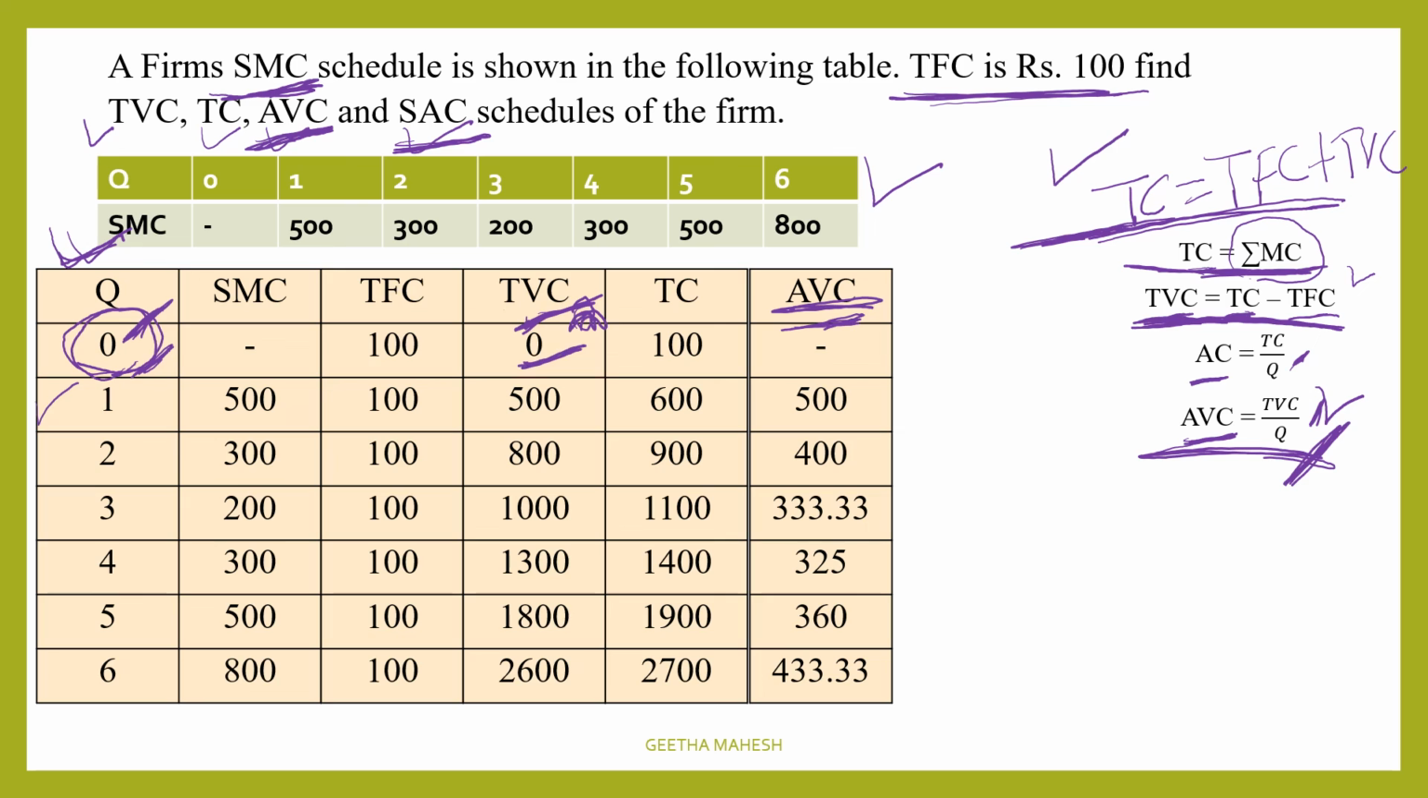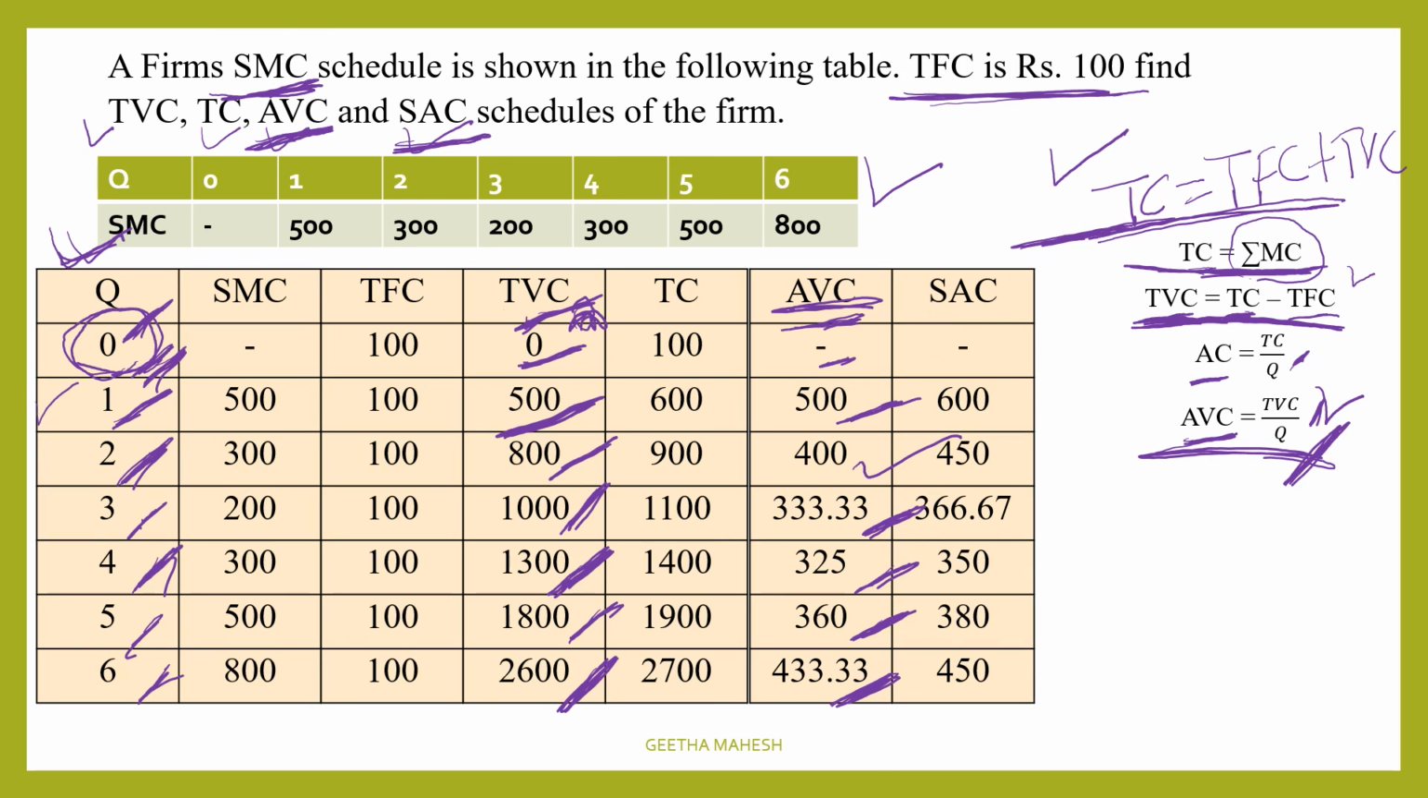So 0 divided by 0 you will get 0, or you can leave the hyphen. Then 500 divided by 1 is 500. Then 800 divided by 2 you will get 400. Then 1000 divided by 3 is 333.33. Then 1300 divided by 4 you will get 325. 1800 divided by 5, 360. Then last one, 2600 divided by 6 you will get 433.33.